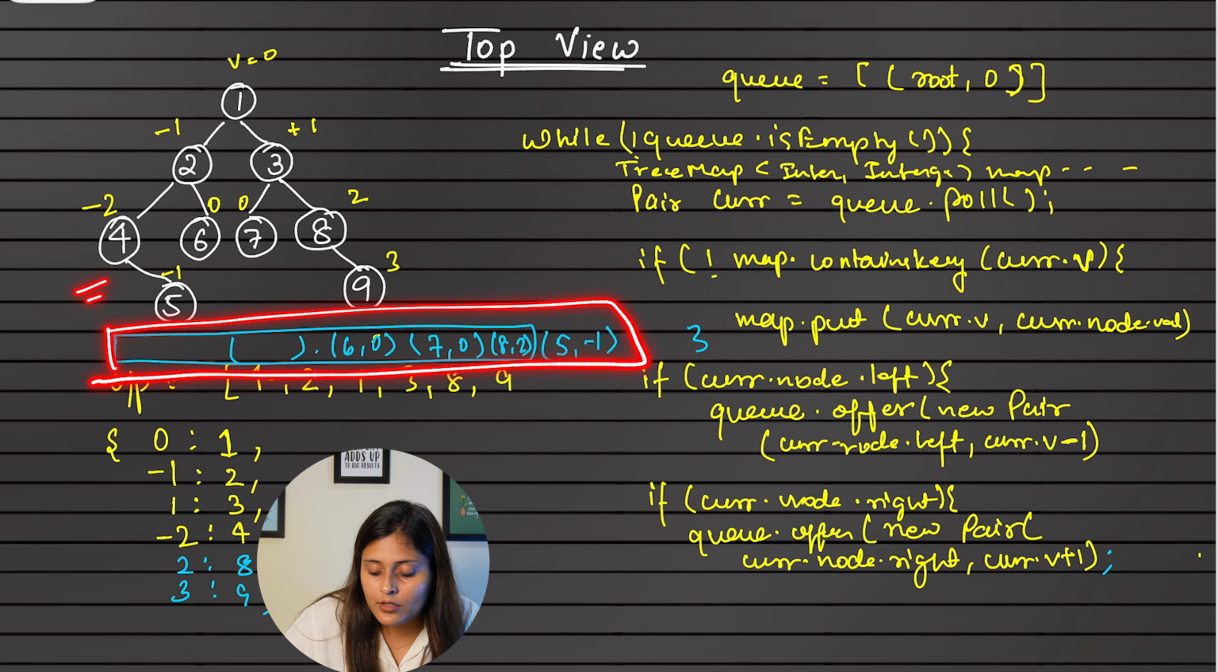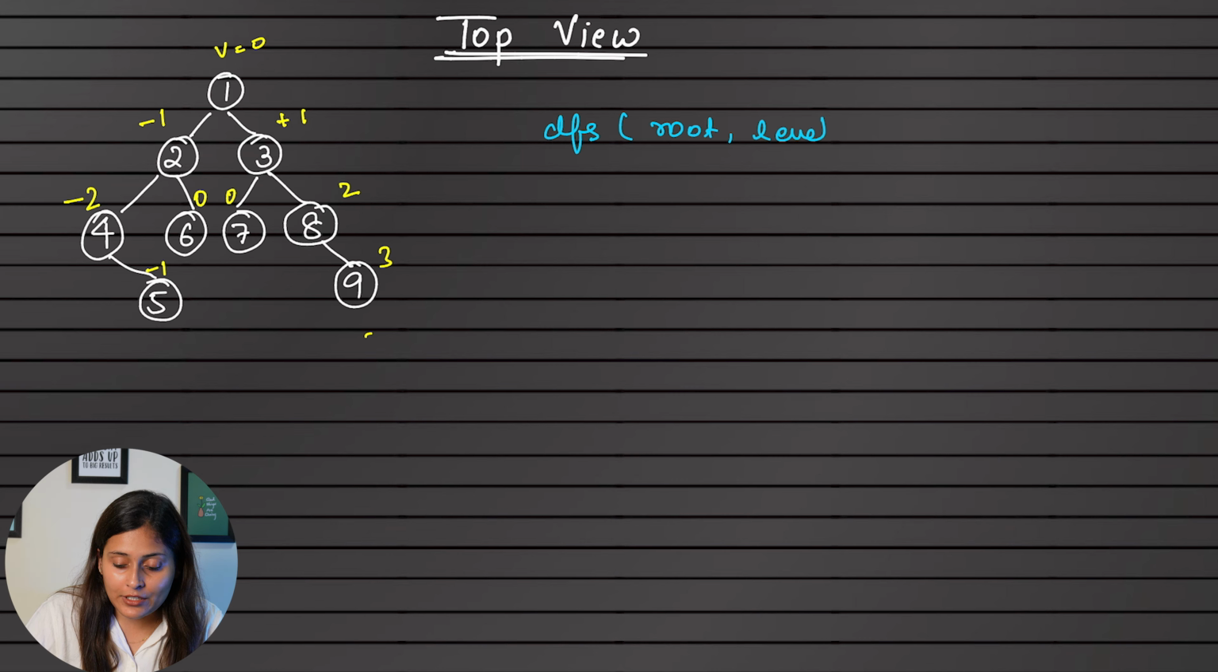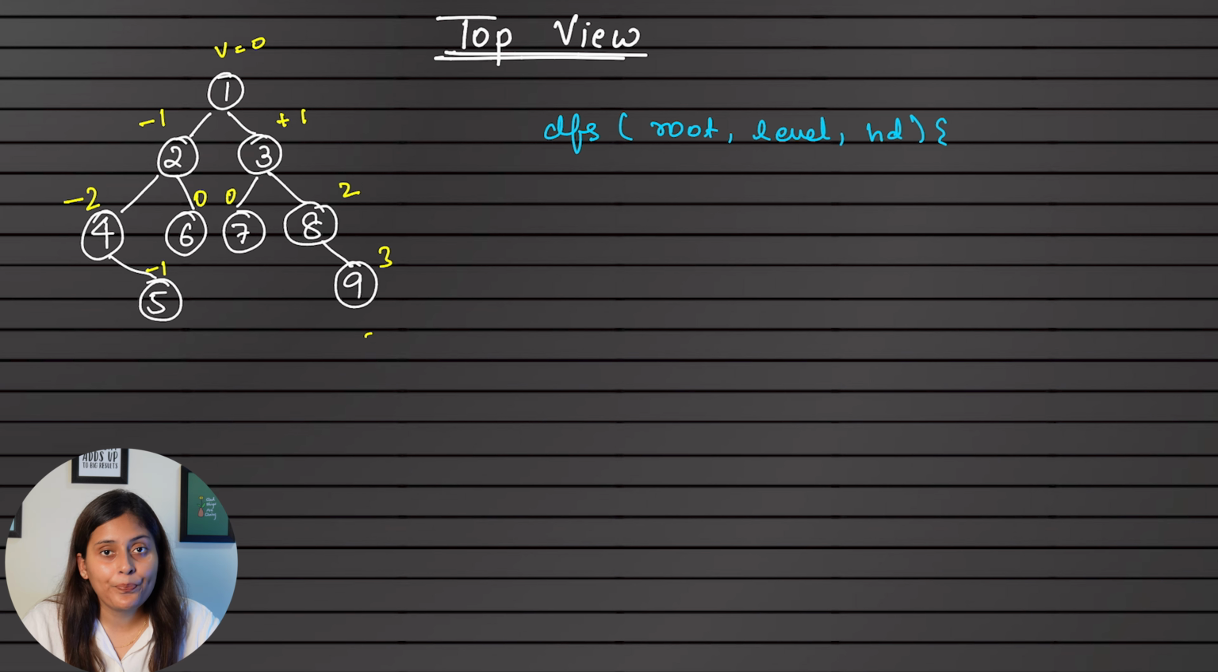In DFS, it is very easy. Why? Because to store the value and also the horizontal distance, which is the vertex, in BFS we needed to create the pair. But in DFS, as it is a function, along with root and along with the level we will send the vertex or HD also. So we don't need to create an extra pair like what we did in the queue data structure. Okay, so now it is very easy.